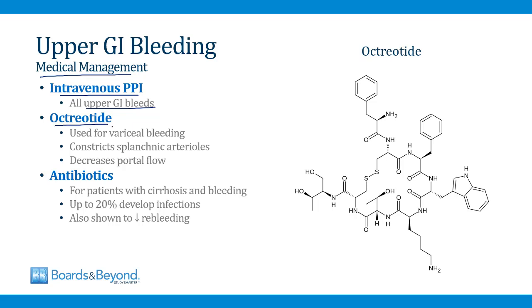Octreotide is a drug used in variceal bleeding that constricts splanchnic arterioles, and this decreases portal flow, so this can limit the bleeding from varices. Antibiotics are also used for medical management in patients with variceal upper GI bleeding.